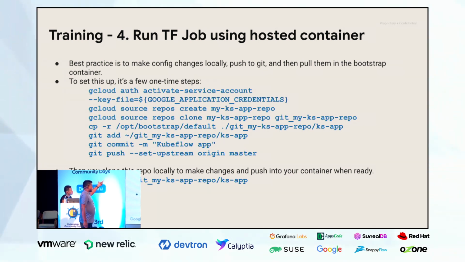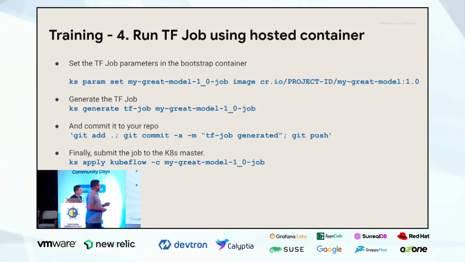So we start with gcloud auth, so that my container can authenticate with my cloud account, and then I create the repo where my Kubeflow pipeline code is. Once that is done, I create certain parameters which have the container image and what it should be called. Then I say ks generate tf job, and this is my grid model. This will now generate a TF job which can then be seen on the Kubeflow UI. And then finally, once everything is done, I submit my job to my Kubernetes master, so that the master can orchestrate the job and run my distributed training for me.